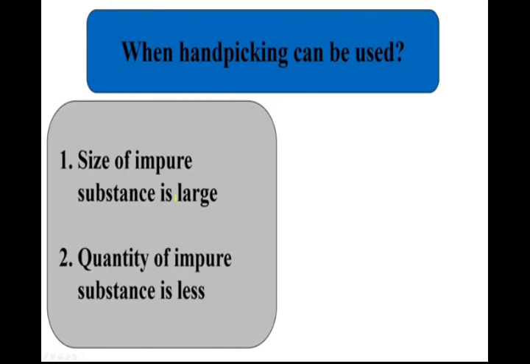Hand picking can be used if the size of the impurity is large or the quantity of impure substance is less, then only hand picking is possible. Remember these 2 points. Hand picking is only possible if the size of the impure substance is large or the quantity of impure substance is less. In this case only you can use the hand picking method for the separation of components. Remember these 2 points in your mind. Okay.